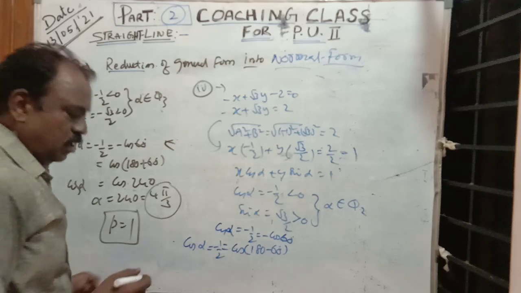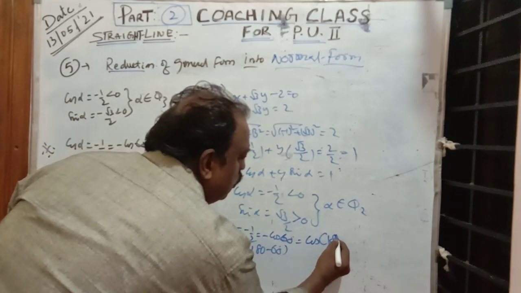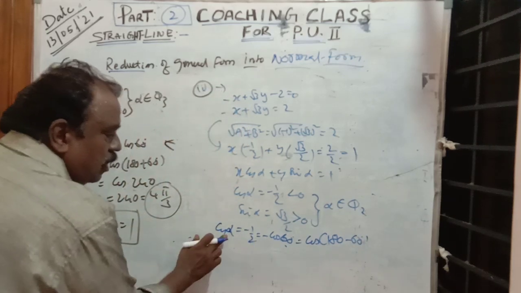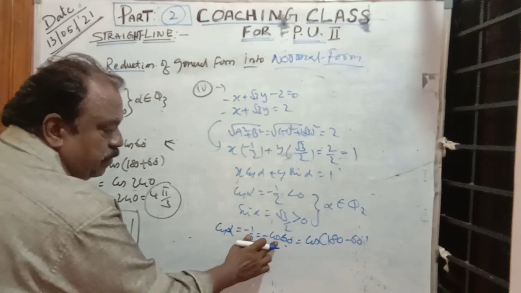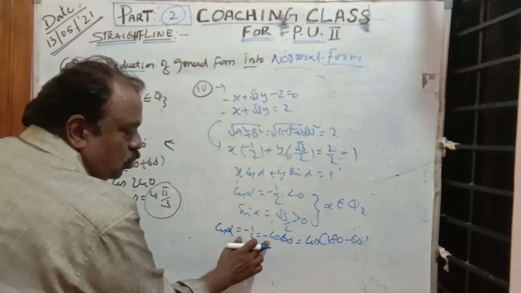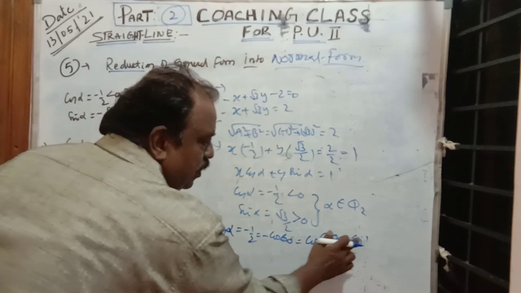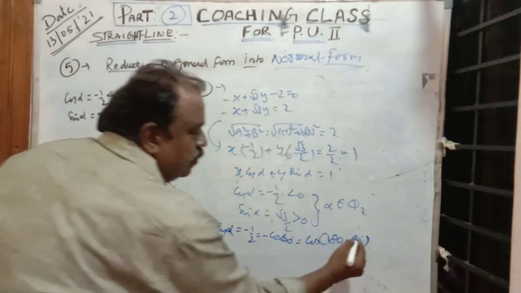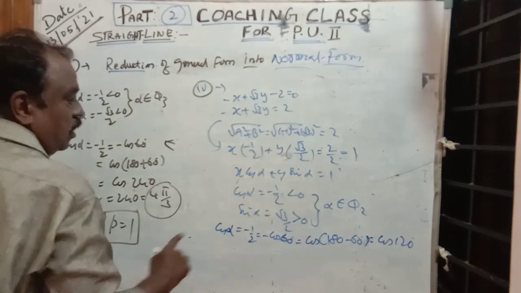It is cos of 180 minus 60. Now cos alpha minus half, minus half means 60 degrees. So total, minus cos theta can be written as cos of 180 minus theta. So that is nothing but cos 120 degrees.